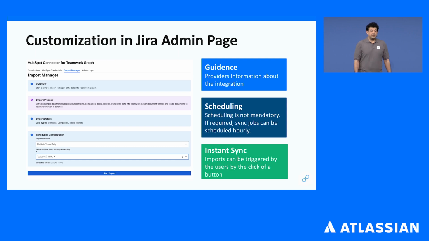We also provide functionality to set up scheduled imports. The imports can run multiple times a day. It's available for every hour of the day. In this particular example, I opted for syncing data at 2 a.m. or at 2 p.m. But schedulers are not the only way to start the process. You can also use the Start Import button, and when you click on the button, behind the scenes, the process starts, and in the admin logs, you can go and check the progress of the import.